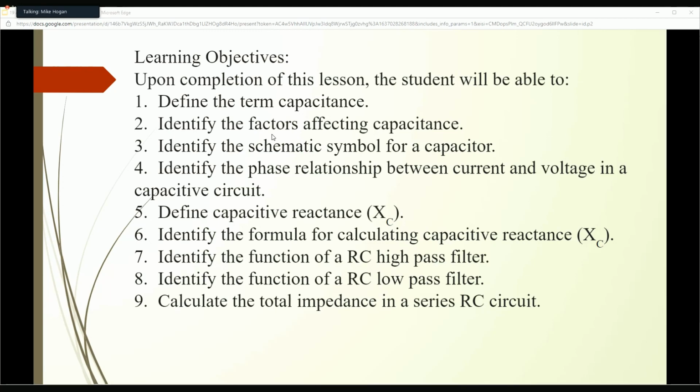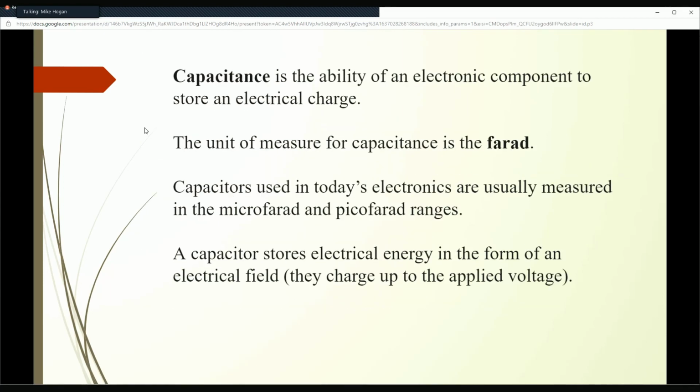We're also going to talk about X sub C. Since we've got a subscript of C, that's different than inductive reactance. Now this is capacitive reactance. We'll take a look at some filter circuits, a capacitor in a circuit, if you will, and we'll talk about RC circuits. So this is going to follow basically what we just went through with inductors, but we're going to now talk about capacitors and how they act in similar circuits.